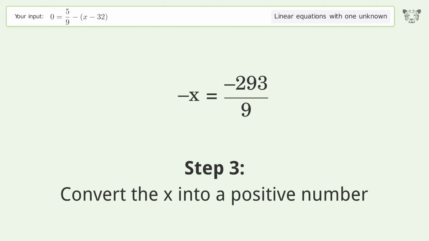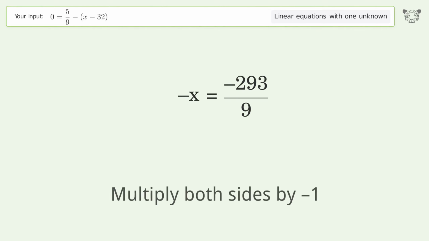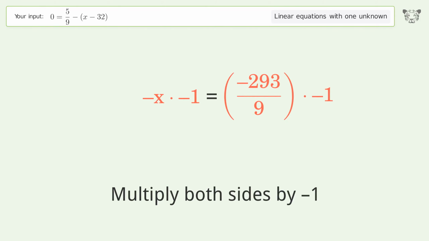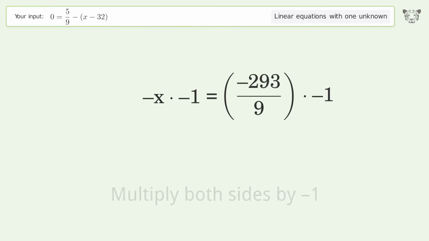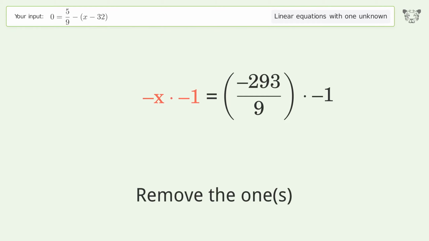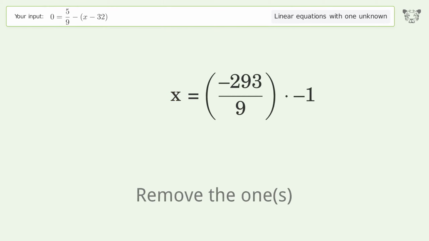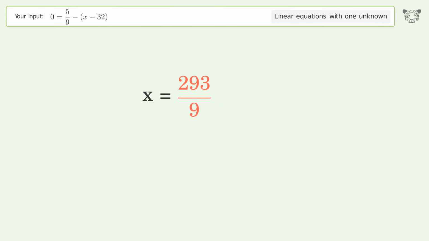Convert the x into a positive number. Multiply both sides by -1. Remove the ones. And so the final result is x equals 293/9.